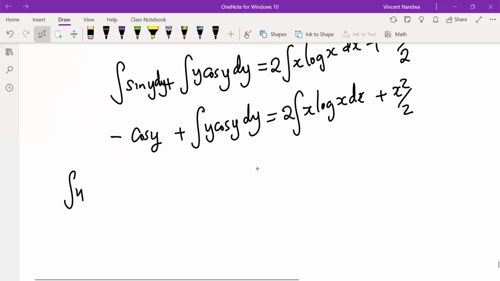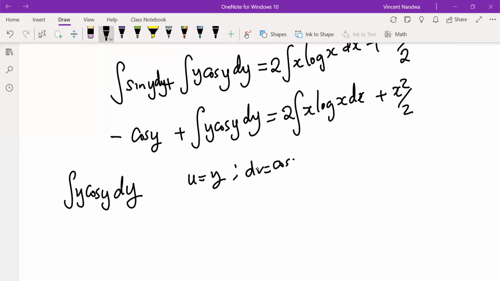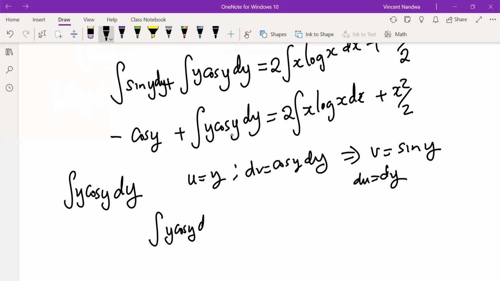So integral of y cos y dy, we use integration by parts. Where u is y, dv is cos y dy, which tells us that v will be sine y. And also du will be dy. So integral of y cos y dy, uv will be y sine y minus integral of v du, which is sine of y dy. So this will end up to be y sine y.